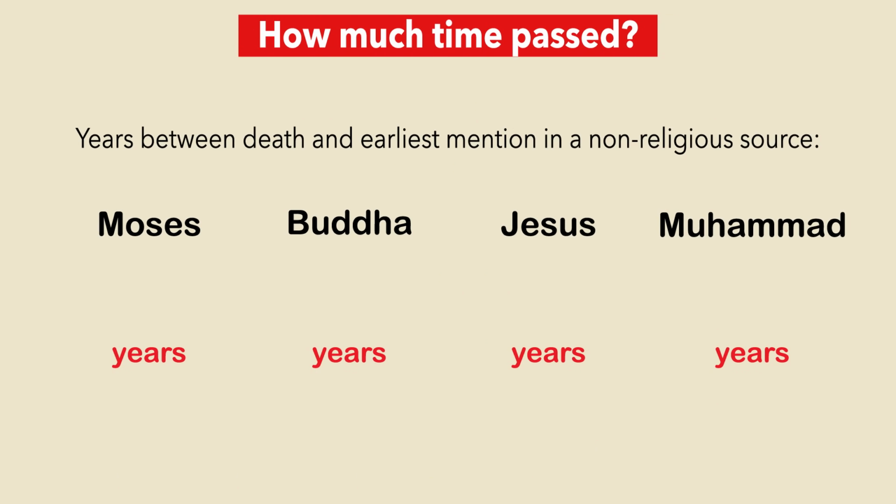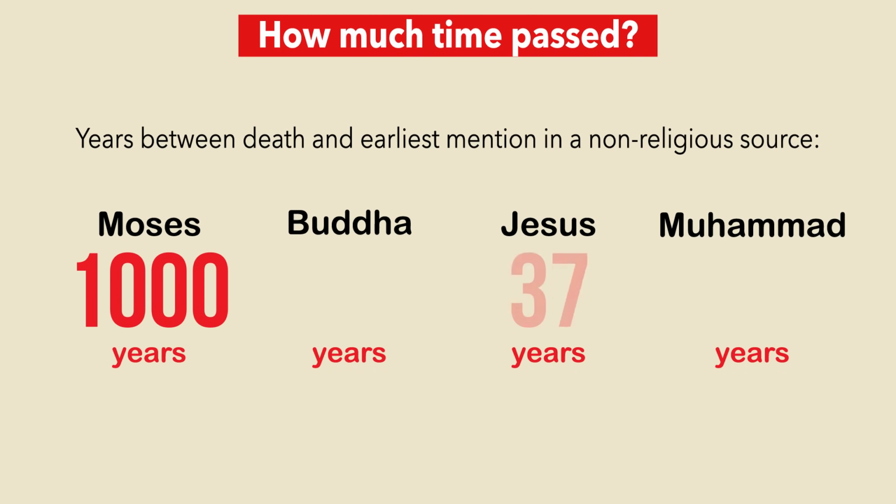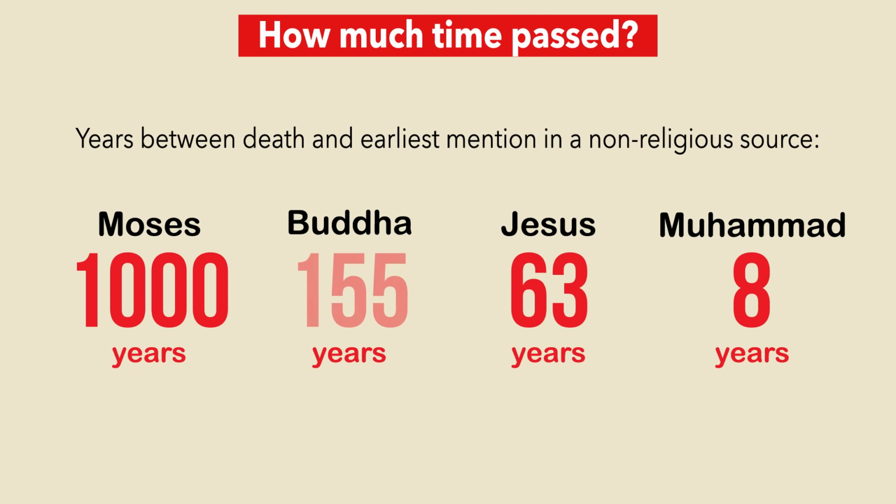Next, let's consider how much time passed between the death of the Buddha and the earliest mention of him in a non-religious source. I did this previously with Moses, Jesus, and Muhammad, and noted that the answers for them were 1,000, 63, and 8, respectively. From those figures, you can definitely see that Moses is the odd man out. What about Buddha? First off, it's a bit tricky because there are two different death dates that scholars tend to give. It's either 480 BCE or 400 BCE. But if we go with an average between those two and then measure from the date that Ashoka erected his pillars, we get 184 years.